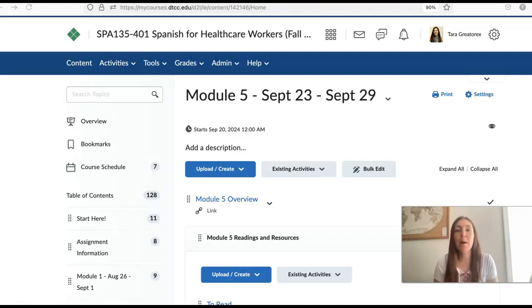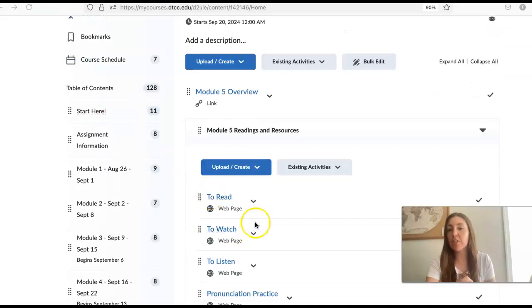This module, we're going to be talking about parts of the body and using tener dolor, to have pain, to talk about having pain in the different parts of the body. So, under the readings, make sure you really check the page numbers because the page numbers jump around a lot this module because the different body parts are in different chapters of the book. So, just make sure you check all the parts of that.